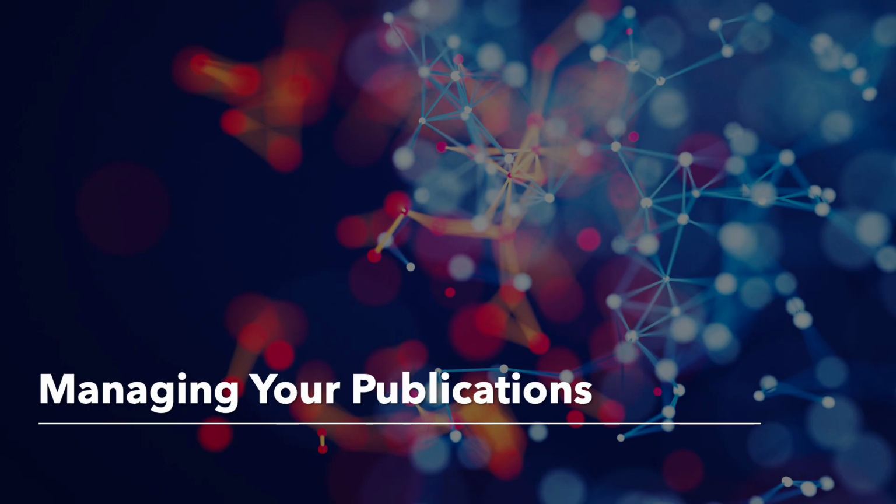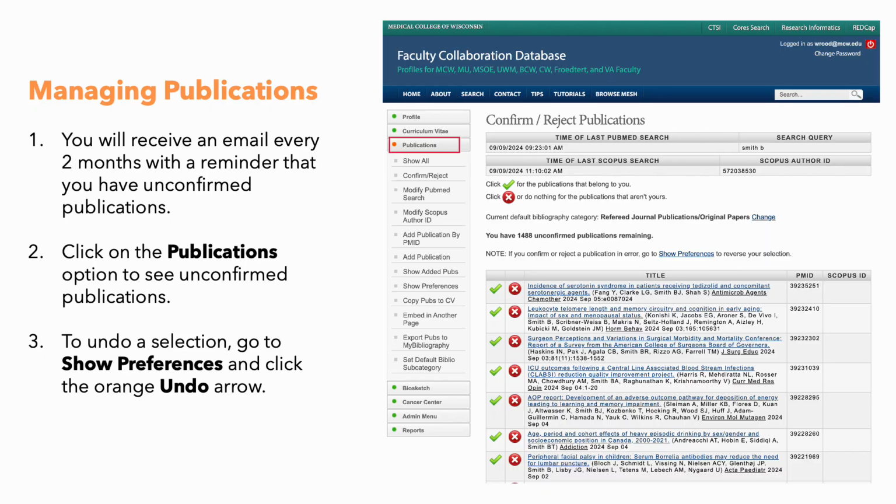Now we can discuss managing your publications. The FCD performs a daily search of PubMed on behalf of each faculty member to find publications that can be linked to the faculty's FCD profile and CV. The search is automatic and based on a simple author search of the faculty member's name. The FCD requires that you confirm these publications before they are viewable on your profile.